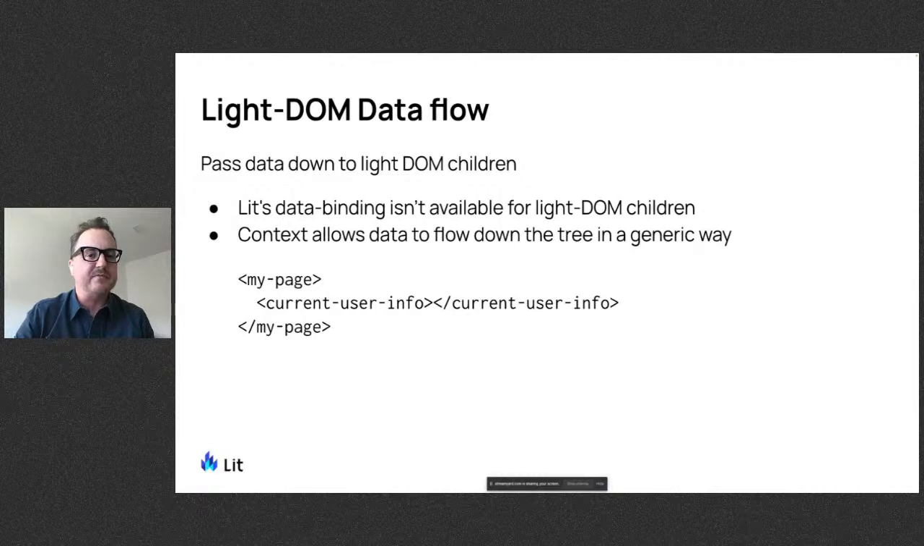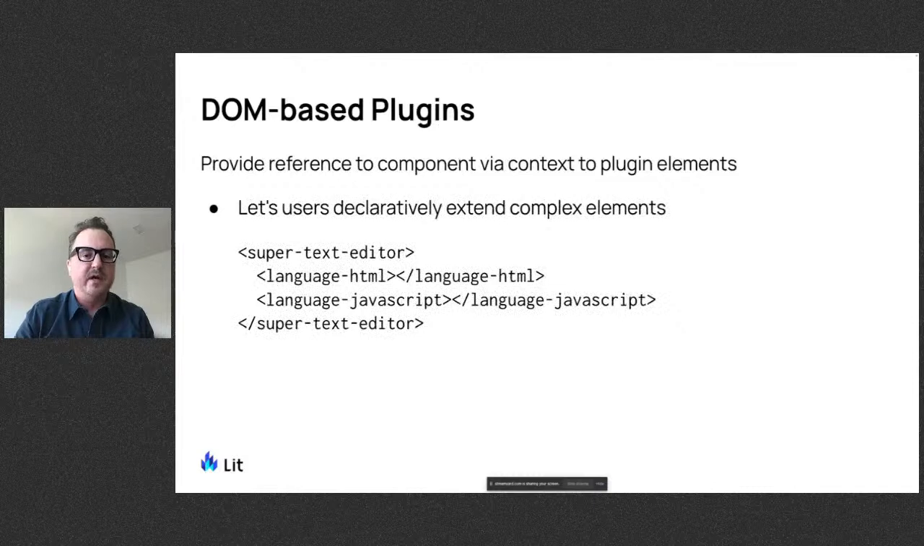For your light DOM children, we don't have data binding, because they can come from any framework. So if the elements are interoperating over context, then the child elements can get data from their light DOM parent elements this way. Here you might have a page that provides a user and some kind of user display element that can display that regardless of what type of parent it's in.